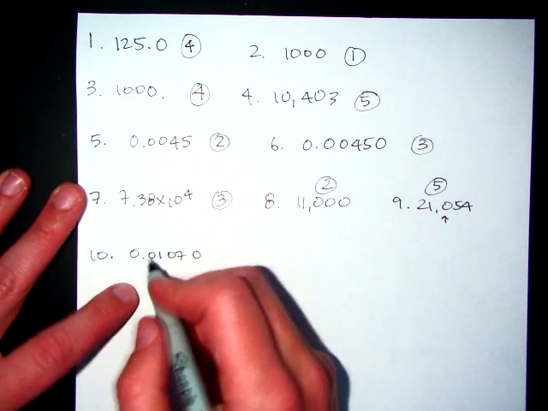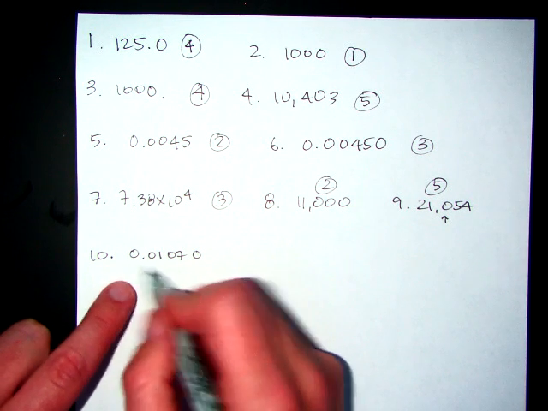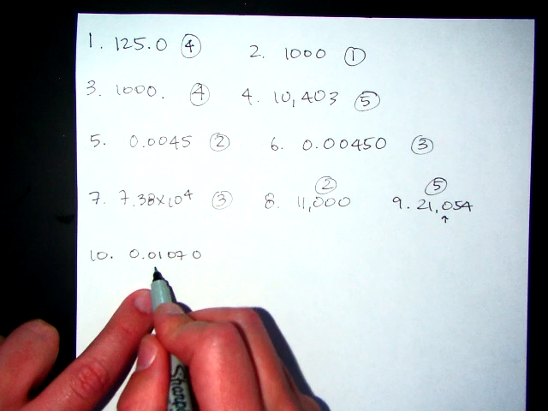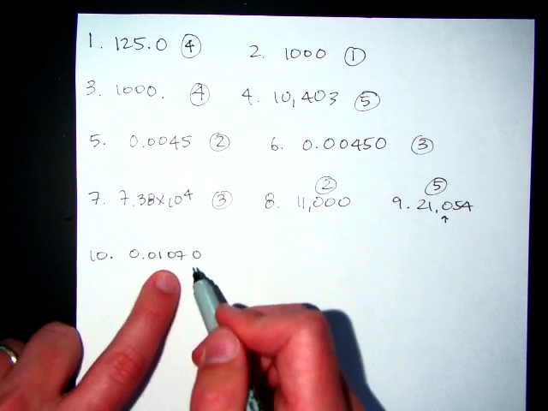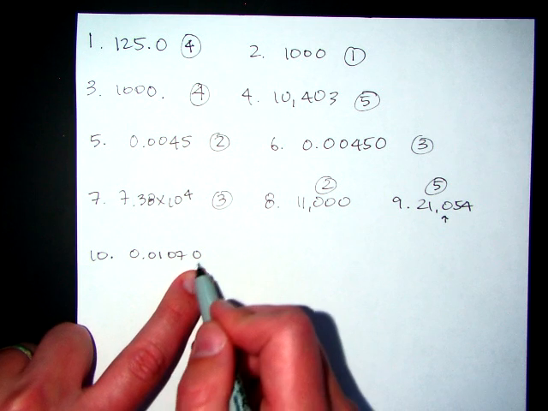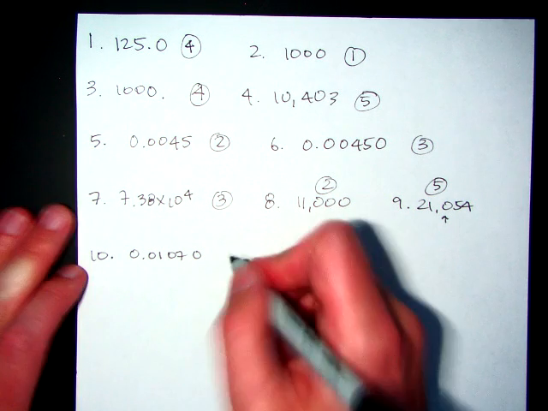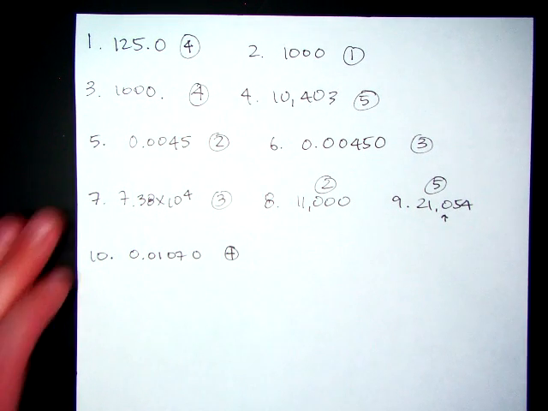Finally, let's see. 10's got a lot of things happening. These zeros are placeholders, so they're not significant. Then the 1 is. Then the 0 is in between 2 numbers, so that's also significant. That's 2. 7 is significant. And then the 0 afterwards is also significant. So that's got 4 significant figures. How many of you had 4 there?